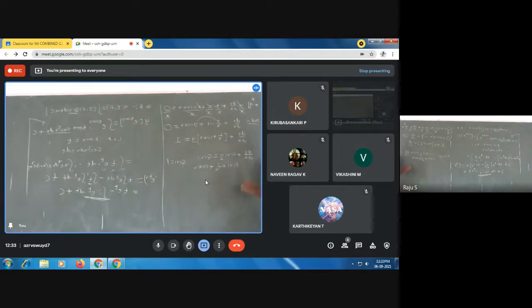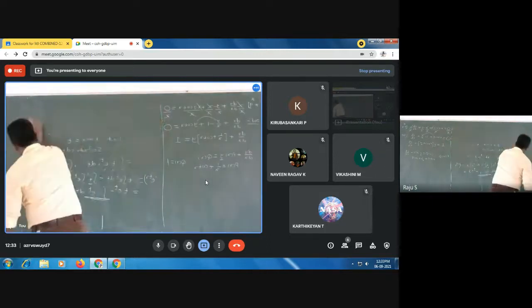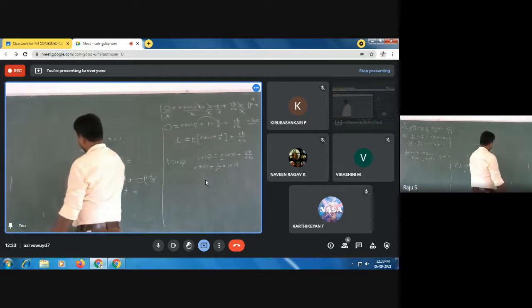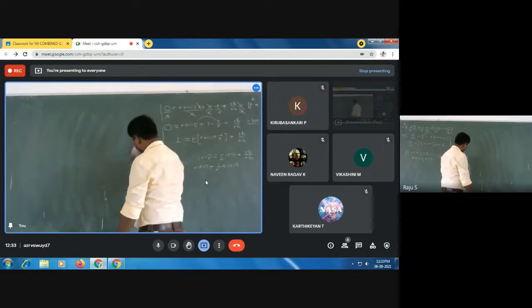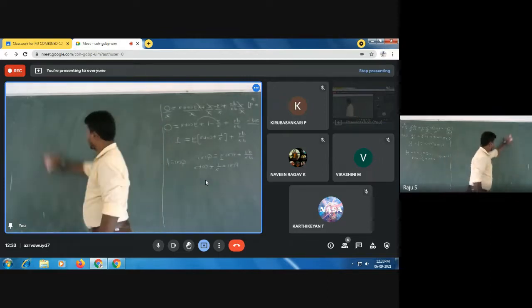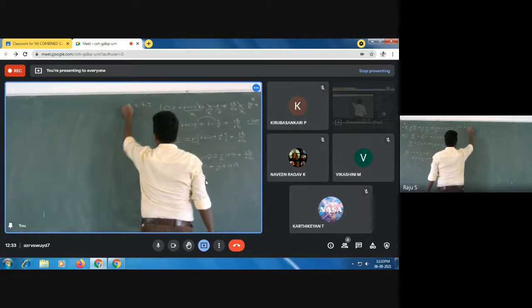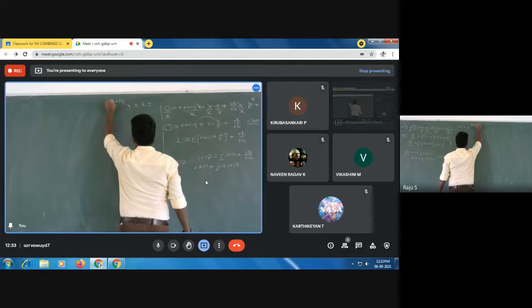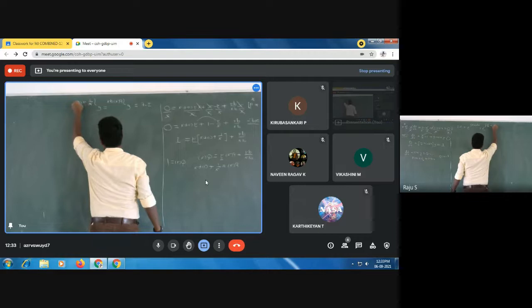After that, integrating factor. Yes, integrating factor formula, e power integral P of x dx. So integrating factor is equal to e power integral 1 by x plus cot x into dx.